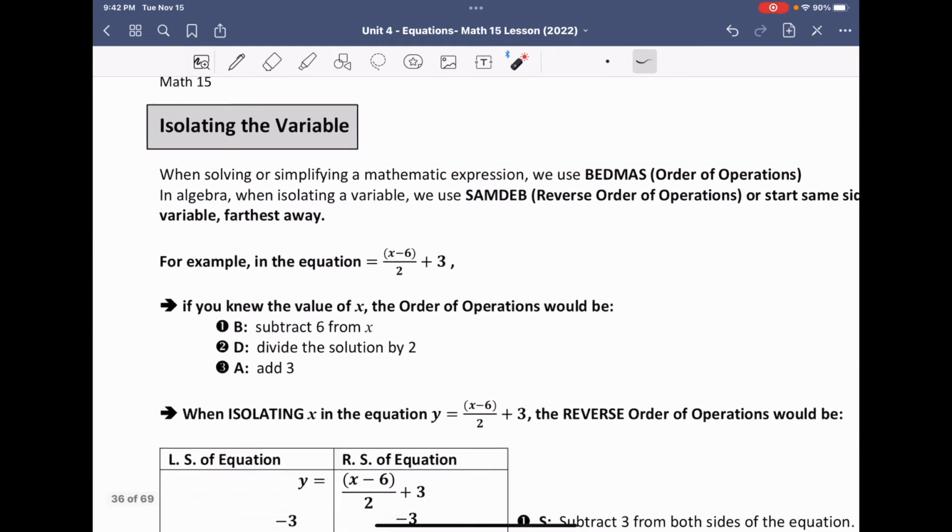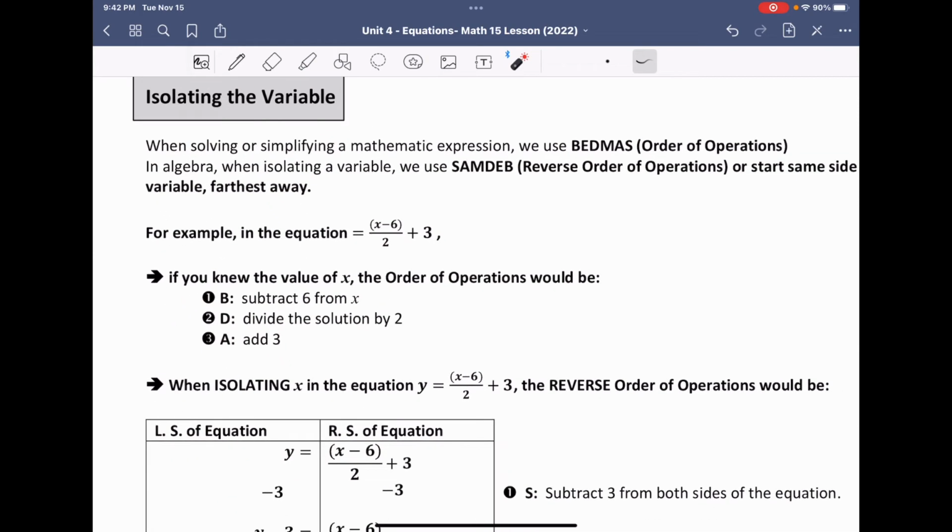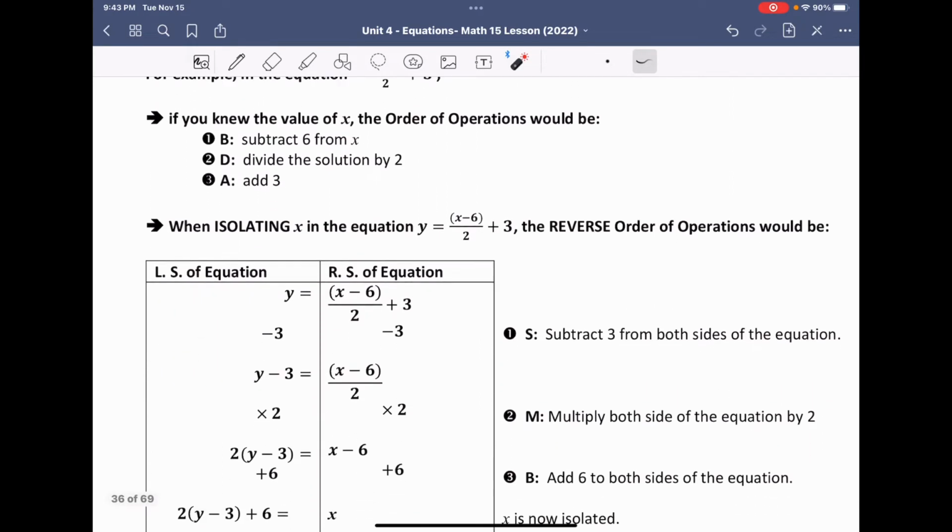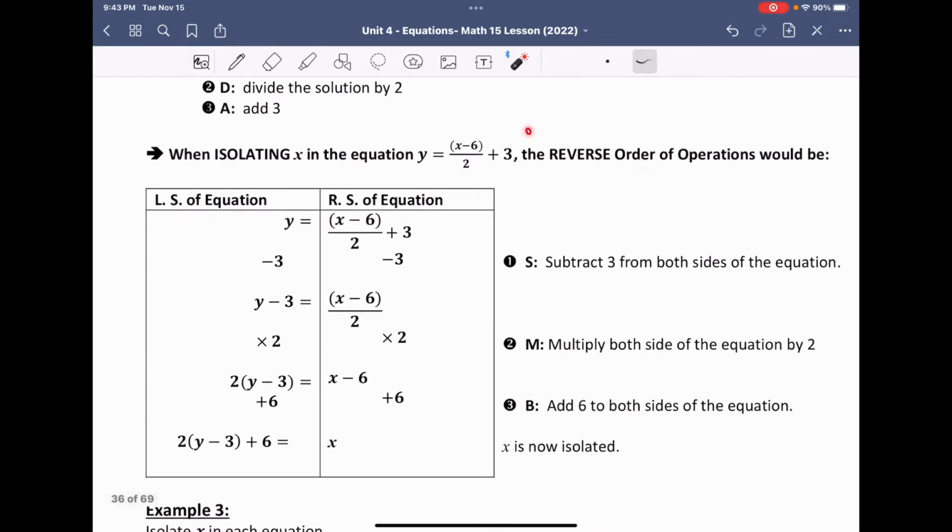Okay, now isolating a variable, we know that when we isolate a variable, we want to solve using the order of operations or BEDMAS, but when we're isolating for a variable, oftentimes we're going to be going in the reverse order, and this is just a natural way of solving these. So let's consider the example below here. Suppose I give you the example y is equal to x minus 6 over 2 plus 3, and I want to solve for the x value here.